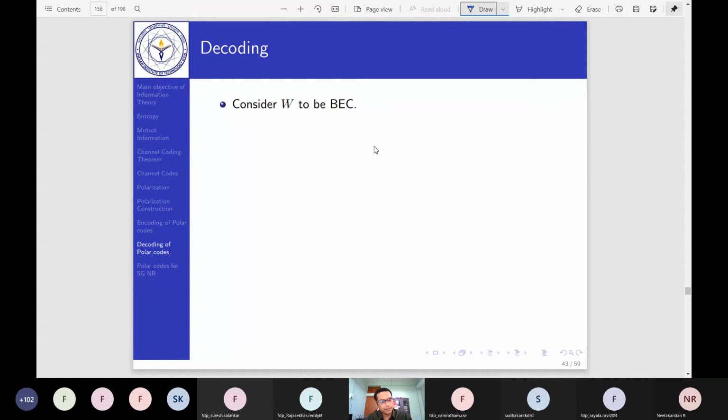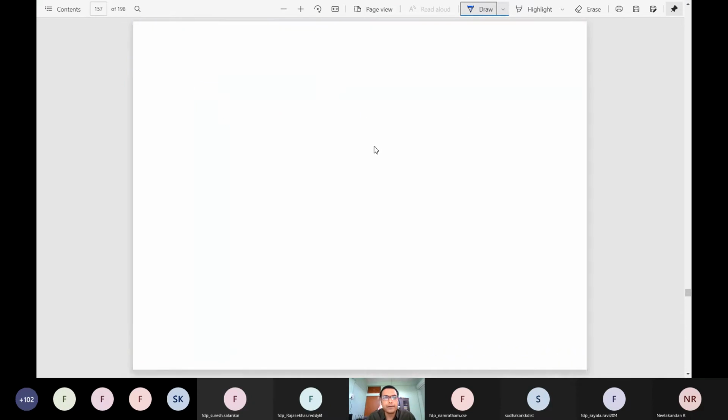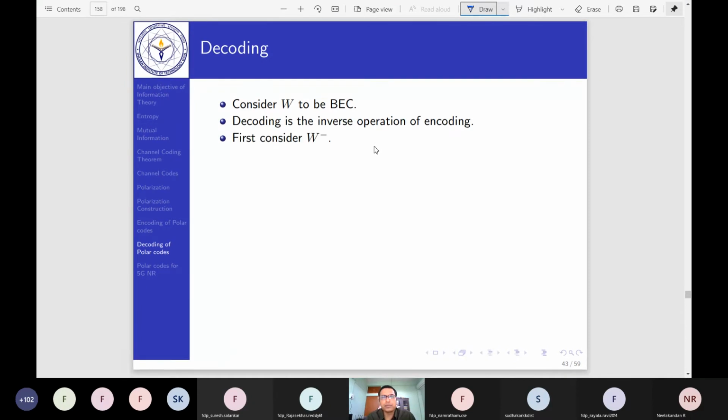As I said, the decoding is the inverse operation of encoding. Whatever we have done on the encoder side, we have to decouple in the decoding process. We have done the modulo 2 summation, and we have to decouple that so that we can recover the input. Decoding is the inverse operation of encoding.